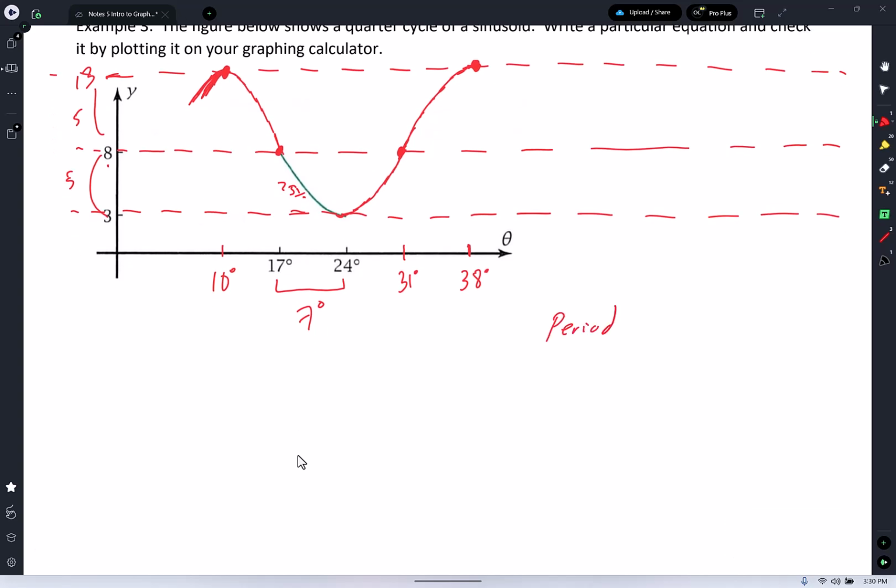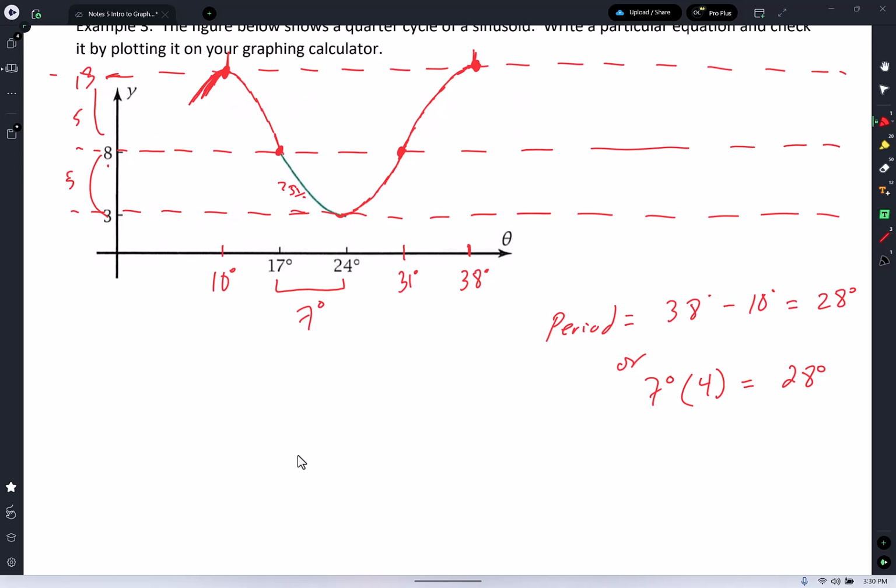There are 2 ways to get it. You don't have to do it like this. Peak to peak, 38 degrees minus 10 degrees. So I see 28 degrees. That's one way. Or you could have done 7 degrees. That's a quarter. So to complete your cycle, multiply 7 degrees by 4. And there you go. You got your 28 degrees to complete your cycle, right? Because the 7 degrees was a quarter.